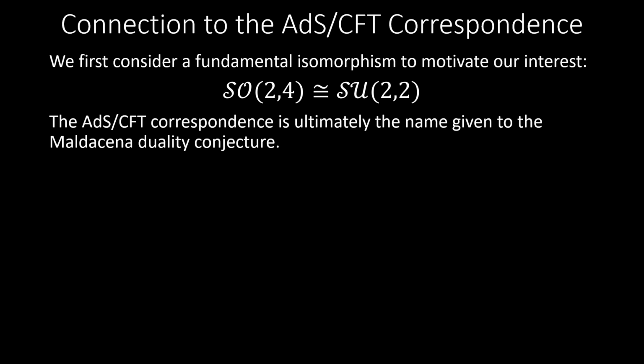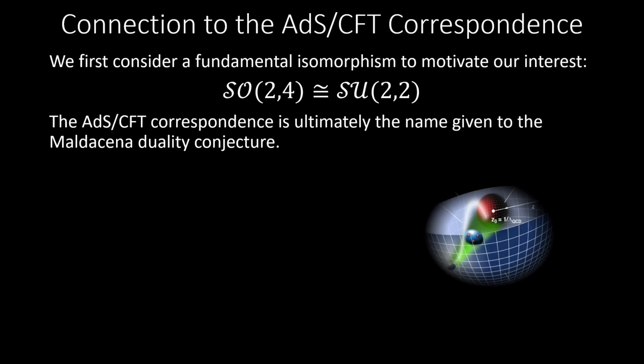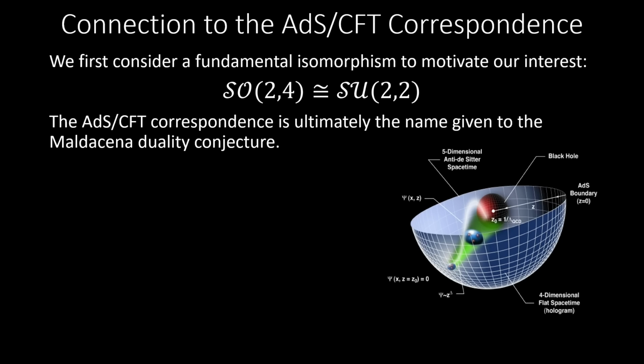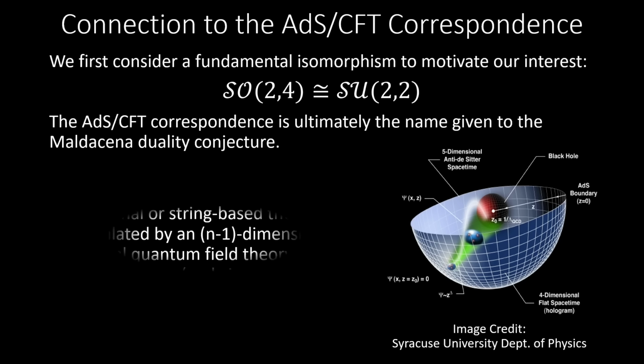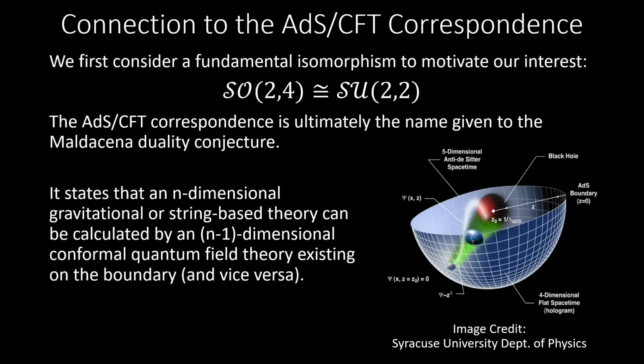The AdS/CFT correspondence is ultimately the name given to the Maldacena duality conjecture, which we see described here by the Syracuse University Department of Physics, and then explained over here by myself on the left. It states that an n-dimensional gravitational or string-based theory can be calculated by an n-1 dimensional conformal quantum field theory existing on the boundary, and vice versa. So everyone says, oh, you have to have string theory. Nonsense. It just means they haven't studied the math for the sake of the math.